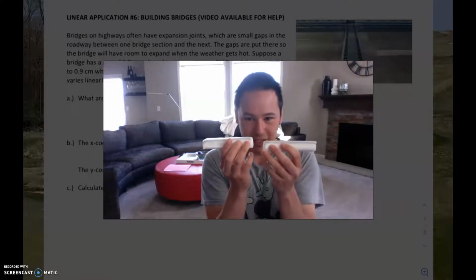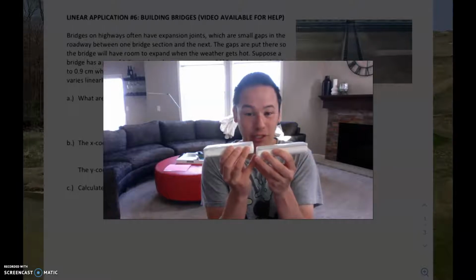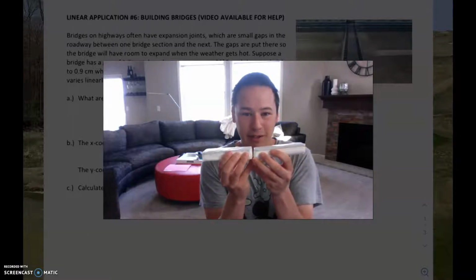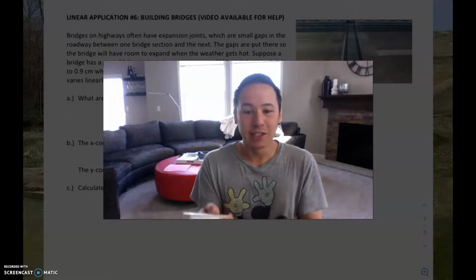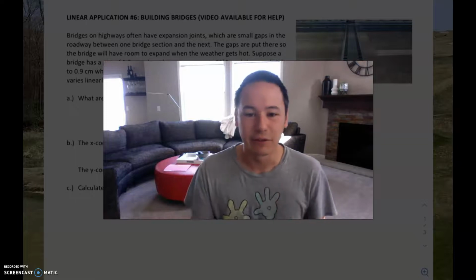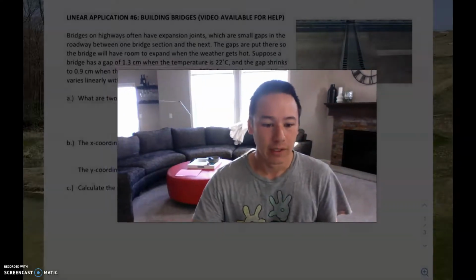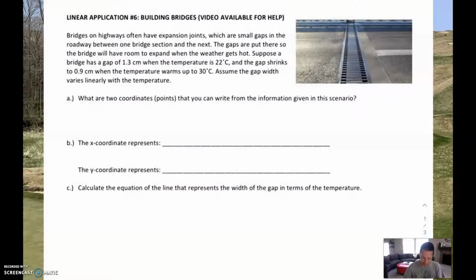So what they do is they intentionally put a little gap in between them. When the weather gets warmer, it expands, gets bigger and bigger, so they get close to each other, but they don't start to buckle. So they intentionally put little gaps in the roads to adjust for the differences in temperature. And I'm going to show you really quickly what happens when they do it improperly. So here's a little video.